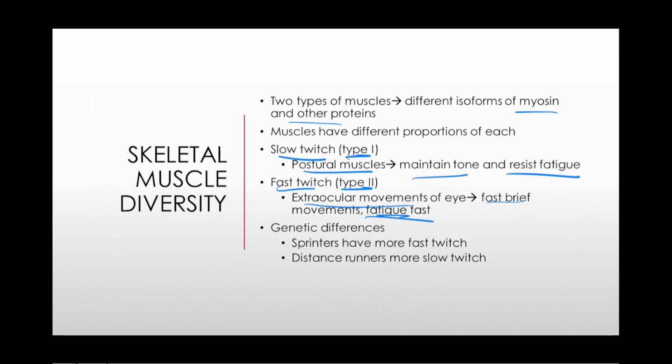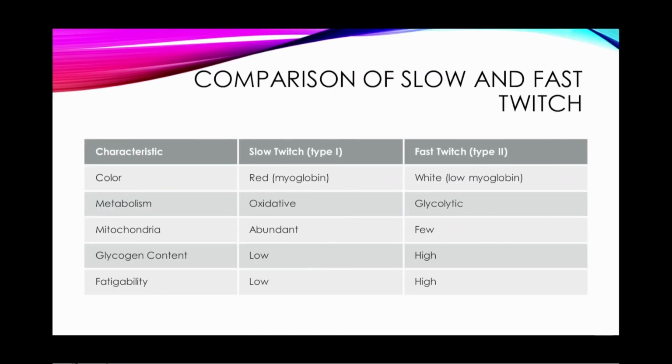Genetic differences. Sprinters will have more fast twitch muscles. Distance runners will have more slow twitch, which resist fatigue. They can go long distances further without lack of energy compared to other people who have more fast twitch. They're going to burn out faster. So here's a comparison. The color: slow twitch is red. They have a lot of myoglobin in there. Fast twitch, type 2, are white. They don't have a lot of myoglobin in there.